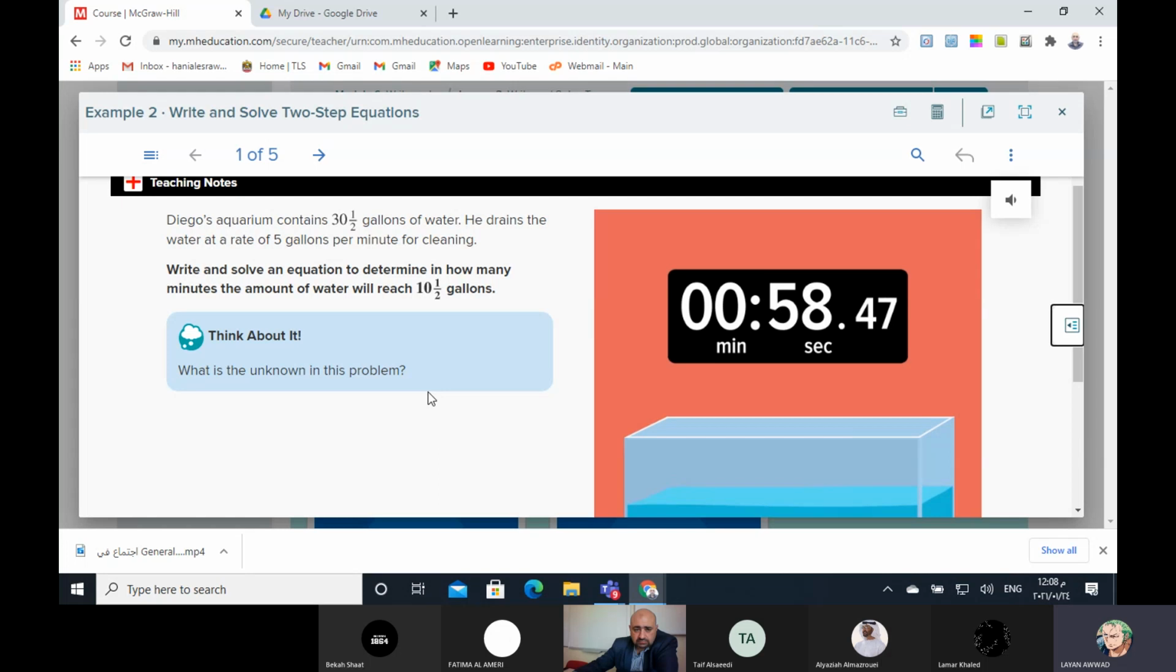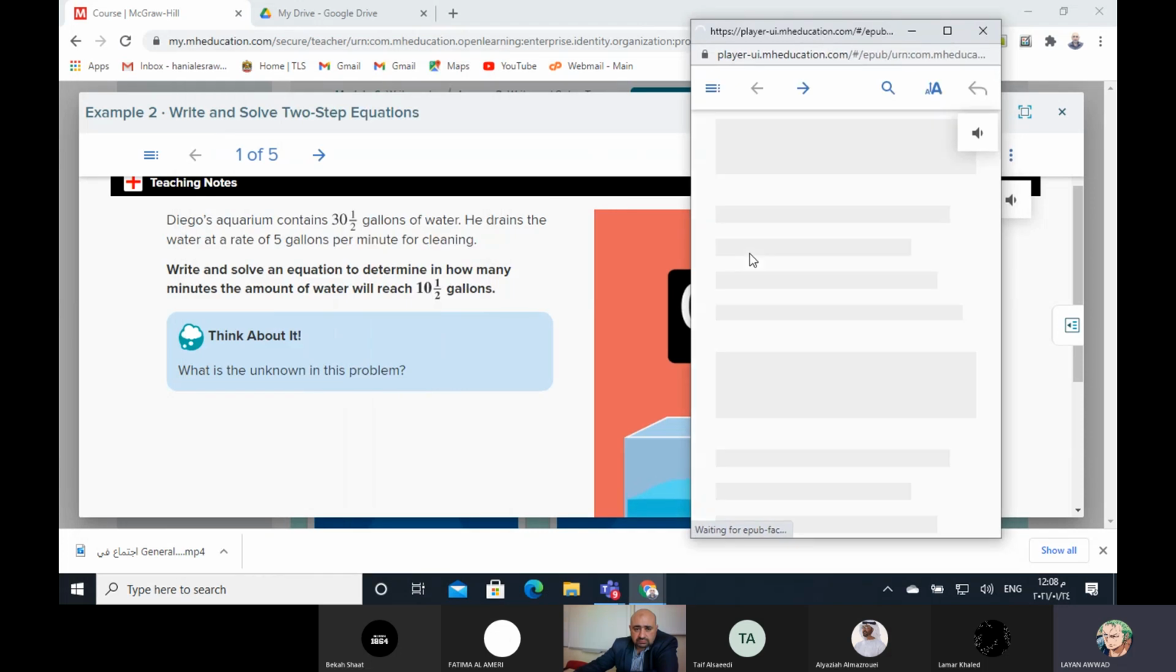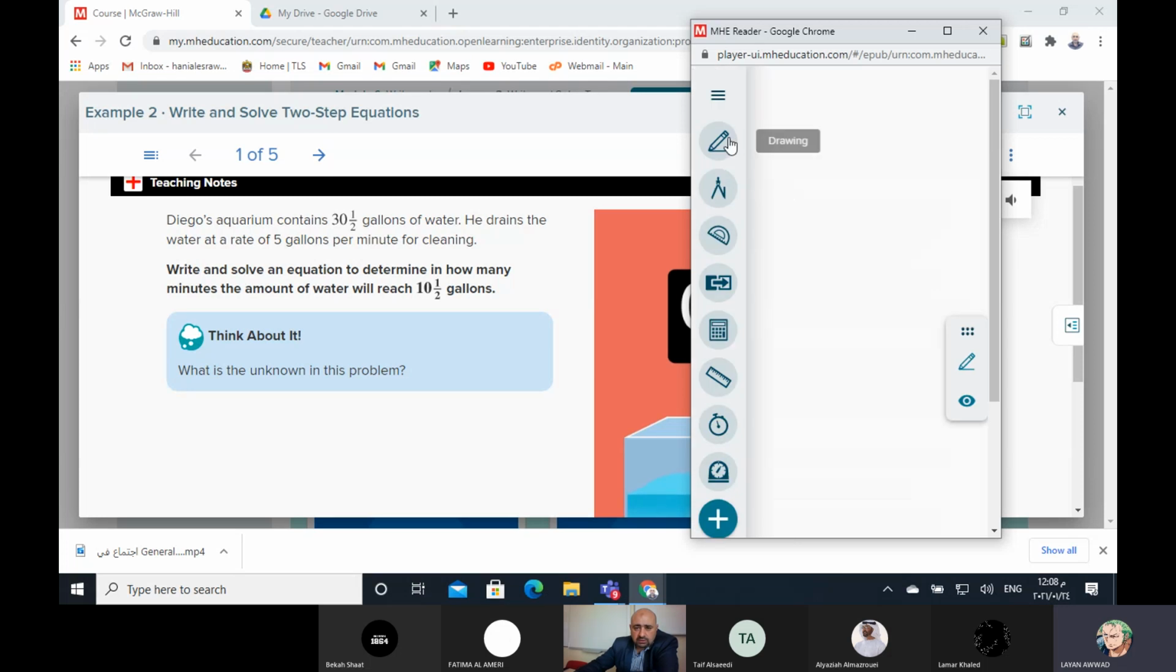Maybe the equation will be 5 plus 10.5m equals 30.5. Repeat, Layan. Maybe it will be 5 plus 10.5m equals 30.5. Okay, thank you, Layan. Who has a different answer?